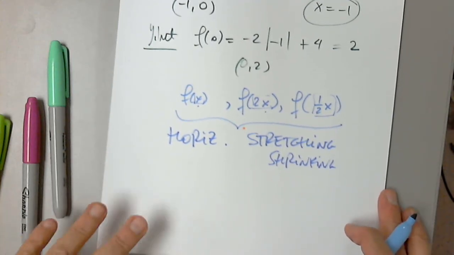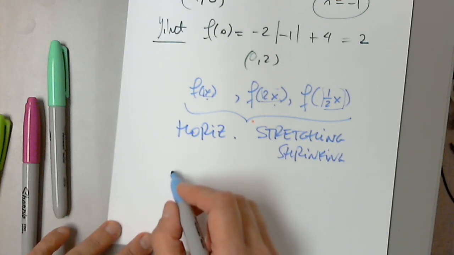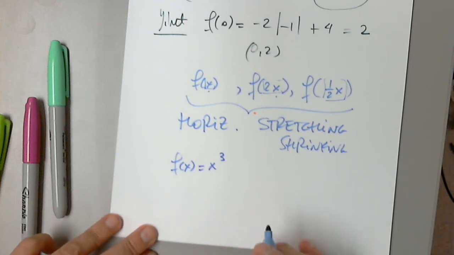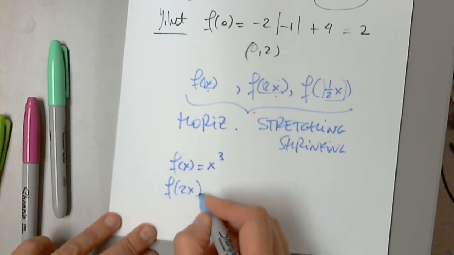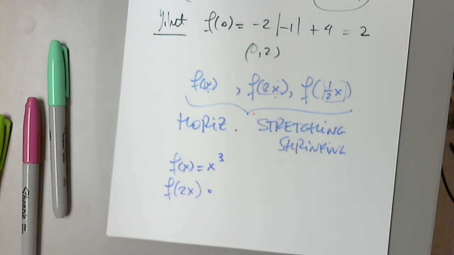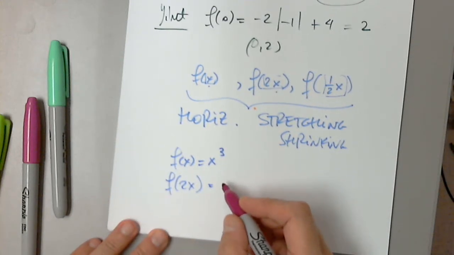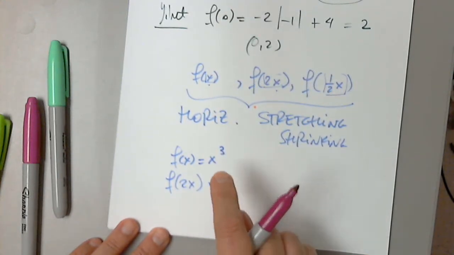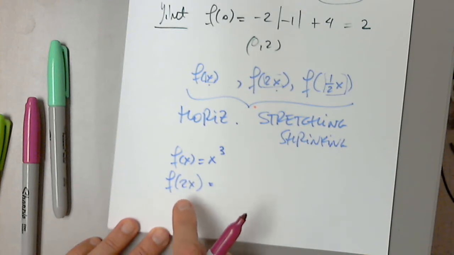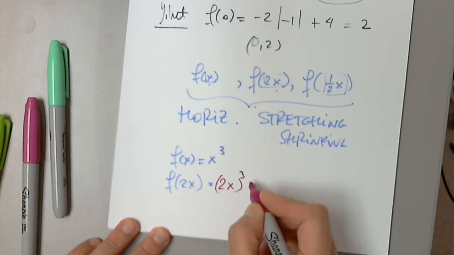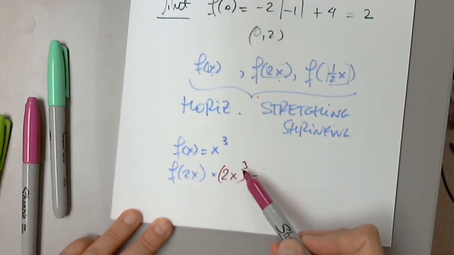Let's talk for a moment about x cubed again. Can anyone give us this new function, f of twice x? What does it mean? I don't want you to say anything about stretching. I just want you to tell me how to write this function. f of x is x cubed. What is f of twice x? 2x to the third power. Excellent. And then how much is 2 to the third?